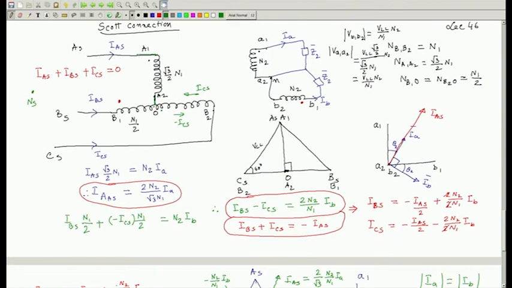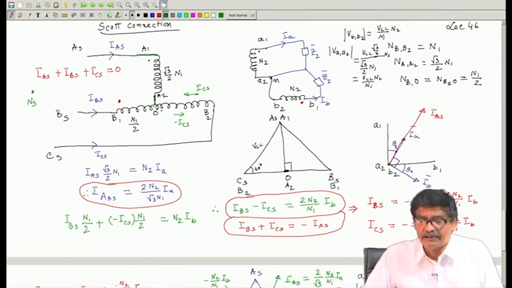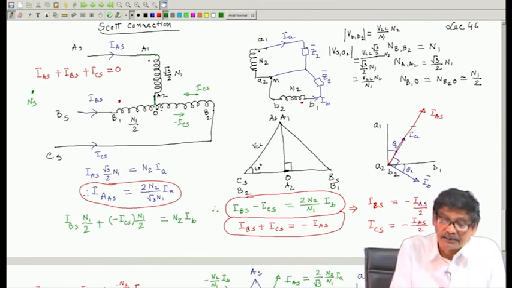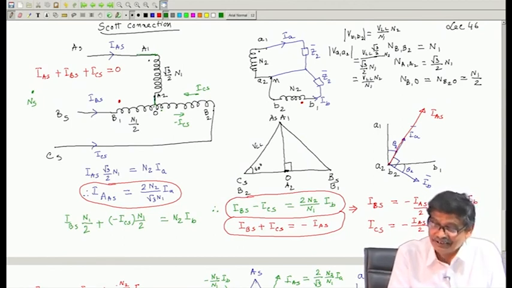See, a star connected load supplied from a 3 phase 4 wire system, the neutral is straight away connected to the star point, is it not, and A, B, C are in the other three. Now, I am asking you, it is not a star connection although it looks like a star. This is one winding, this is one, this is one.